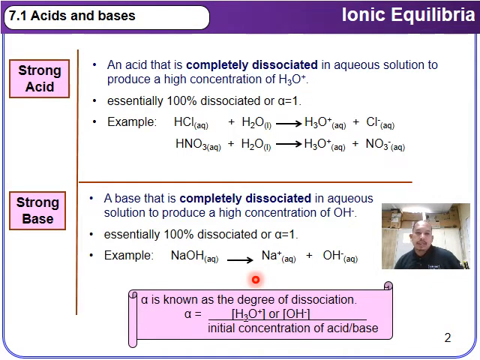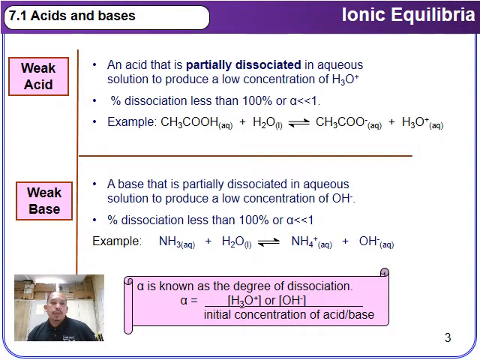So, here, we can say that alpha is known as the degree of dissociation. Alpha means the concentration of either H3O+ or OH- over the initial concentration of the acid or base.